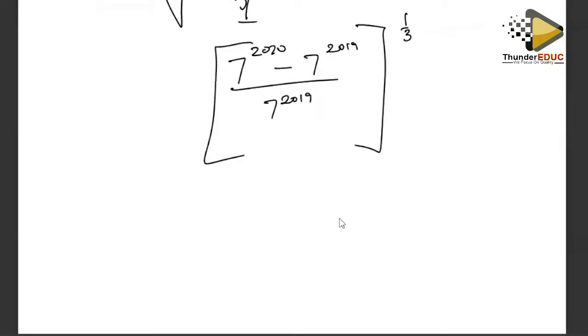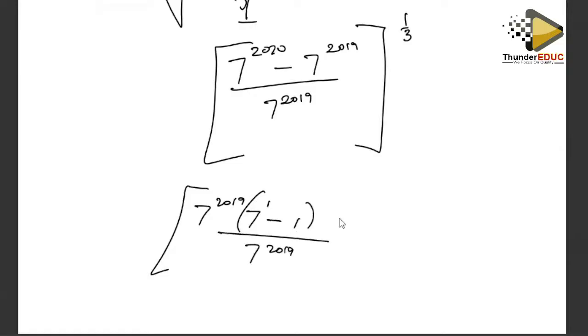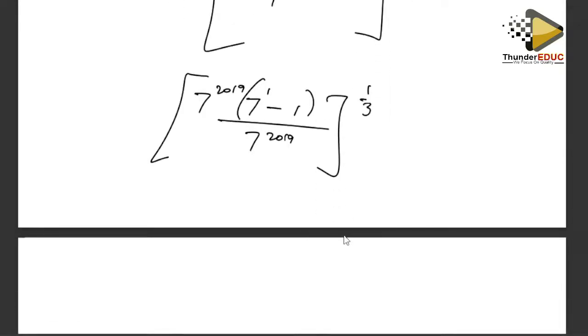Then factorize out what is common. So 7 to the 2019 is common. Meaning that I'll have 7 just to the exponent of 1, because I know that 1 plus 2019 gives us 2020. Then minus 1 over 7 to the 2019. Everything is to the exponent of one third.